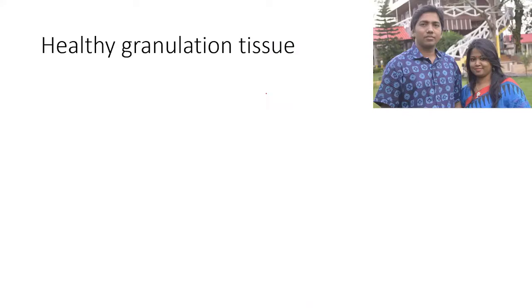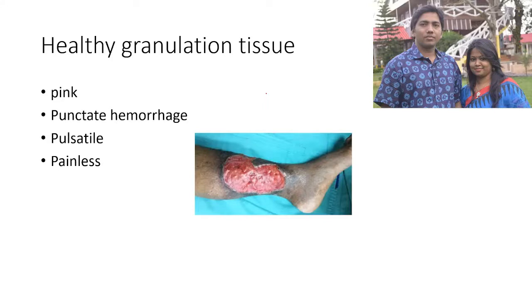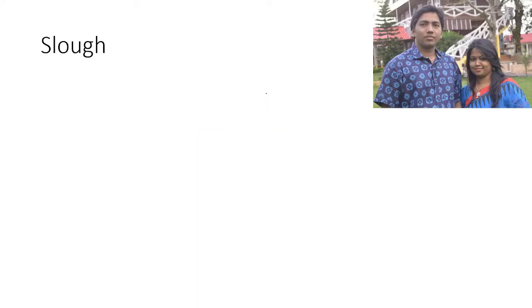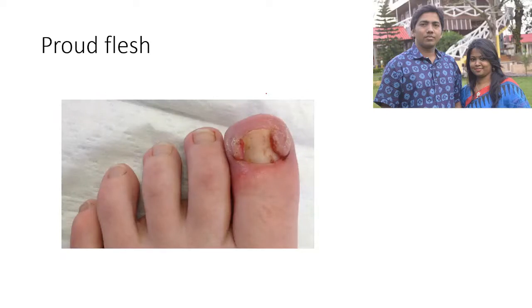So how do we say this is healthy granulation tissue? Look at the picture again. It is red or pink. If you prick it, there will be punctate hemorrhage, bleeding that is pulsatile, and it is usually painless. It bleeds on touch, because it is made up of capillaries. Now slough is dead soft tissue. Also, granulation tissue can be exuberant. That is exuberant granulation tissue. We call it proud flesh.